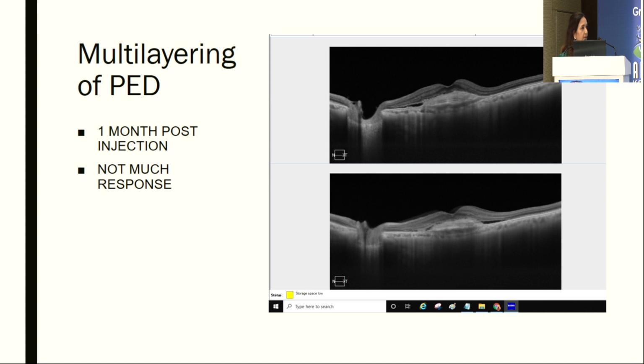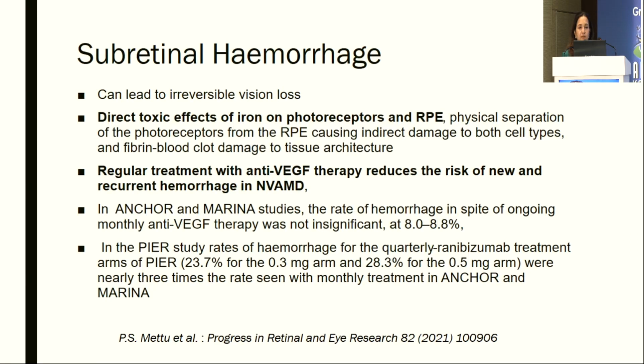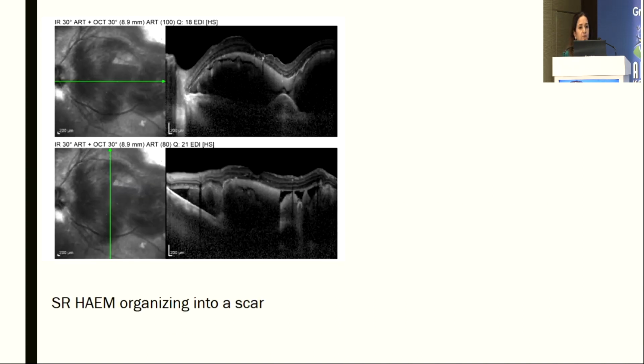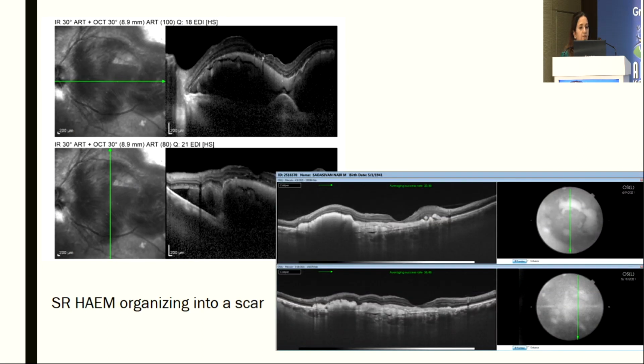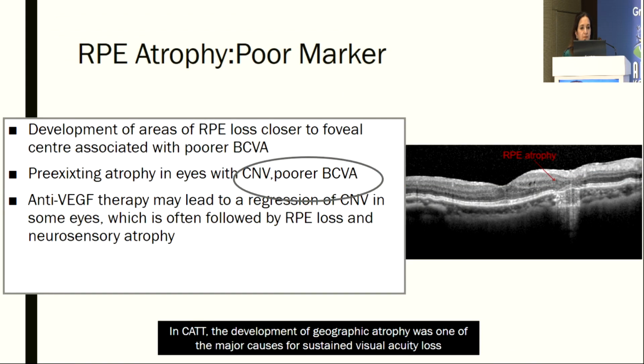Multilayering of PED, again a poor prognostic sign, suggests chronicity of disease, and the patient may or may not benefit visually if you continue anti-VEGF treatment. Subretinal hemorrhage, repeated hemorrhage, is seen very often, and if it is present, it usually triggers fibrosis. You can see this is a case of massive subretinal hemorrhage. Following treatment, the hemorrhage is gone, but look at the amount of fibrosis or scar tissue which has been left behind. So this is a poor prognostic marker.